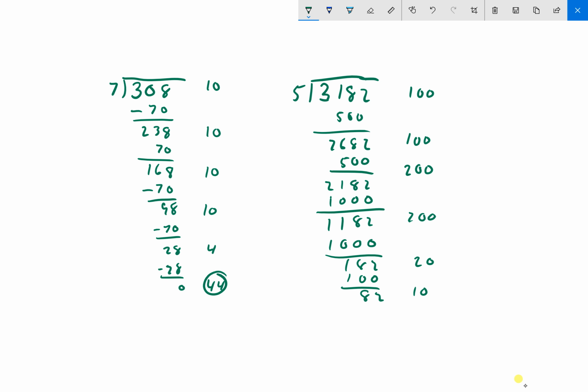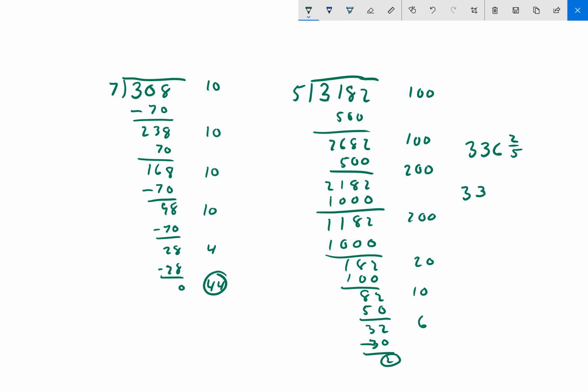I'll go back to 10. It gives me 50. 10 times 5 is 50, which gives me 32. Oh, alright. Now I have 32. I know that's going to be 6. And that gives me a remainder of 2, which means 100, 200, 300, 400, 500, 600, 620, 630, 636, and 2/5.